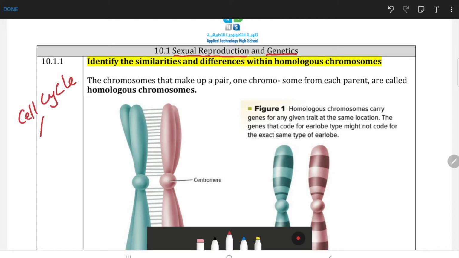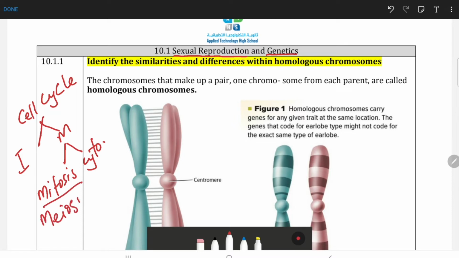The cell cycle is divided into interphase, then M phase. This M phase is divided into mitosis and cytokinesis. But not always mitosis. It can be mitosis or meiosis. Now, in sexual reproduction, we deal with meiosis, okay, because meiosis is the one which produces gametes.